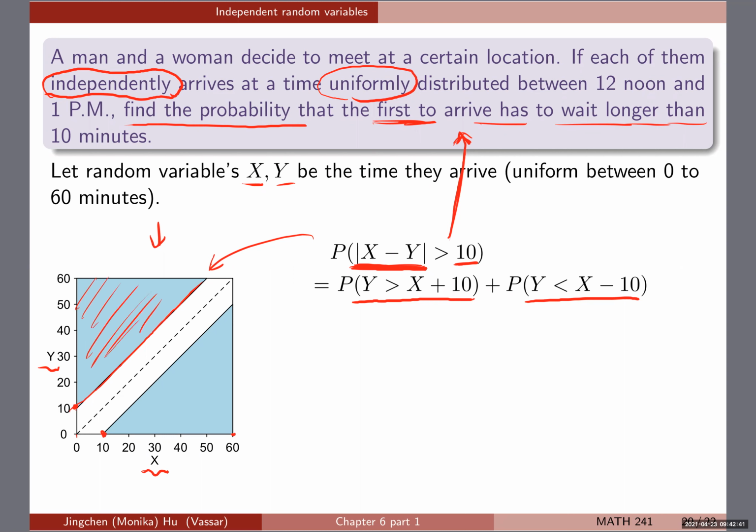This one represents the case of y is greater than x plus 10, right? And then down here, that's the other one, y is smaller than x minus 10. Whichever you do, one thing we wanted to highlight is that because it's uniform, x and y are uniform arrivals, these two are symmetric. So you can actually just work out one of them and then multiply by 2 to get the total. So let's say we pick 2 times the probability of y is greater than x plus 10.